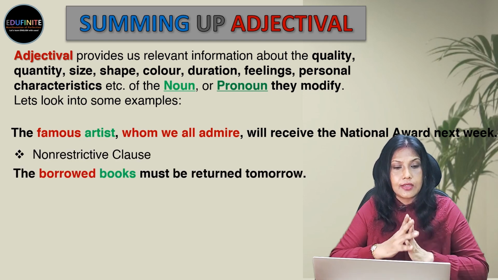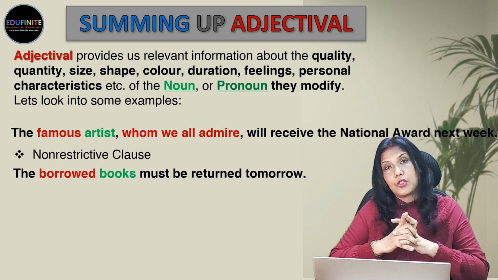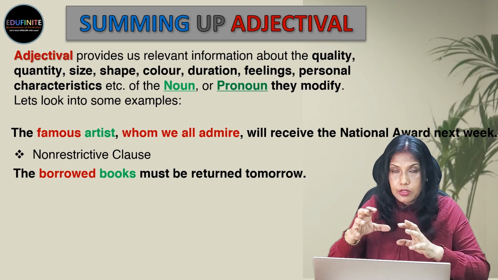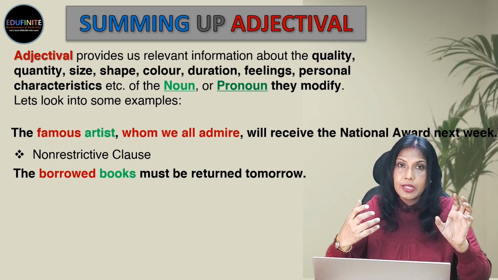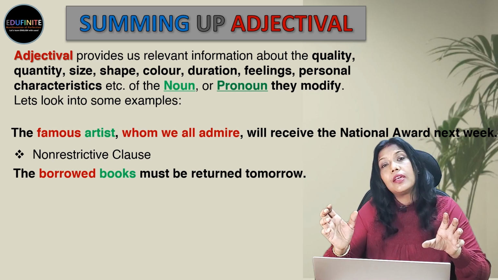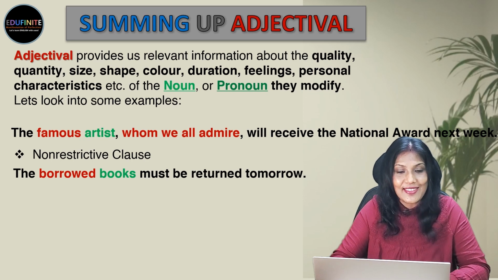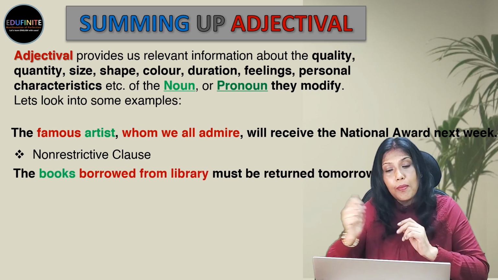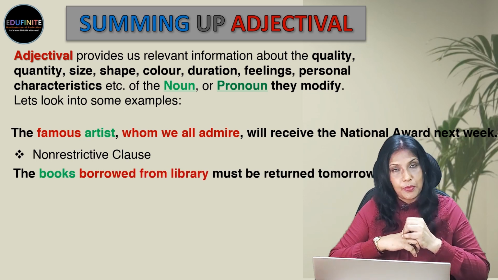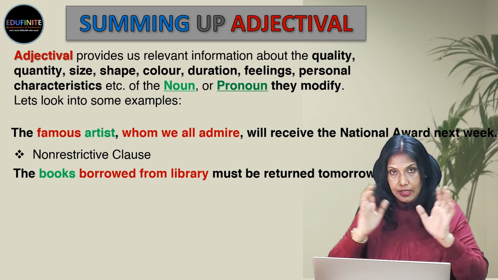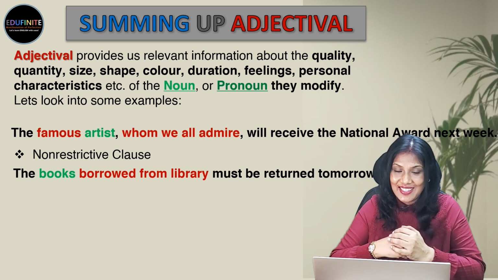The next sentence. The borrowed books must be returned tomorrow. So borrowed books. What books? Borrowed books. So borrowed is the adjective modifying the noun books. Now let's change this into a phrase. The books borrowed from the library must be returned tomorrow. So we have elaborated it, and it enhances our sentence.